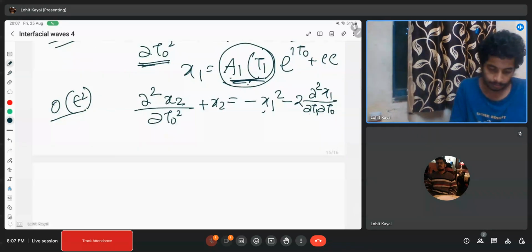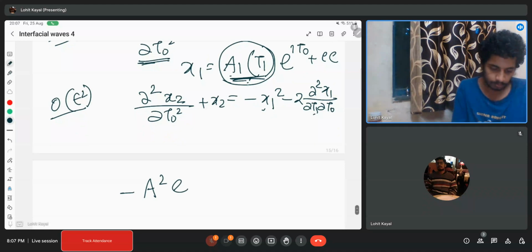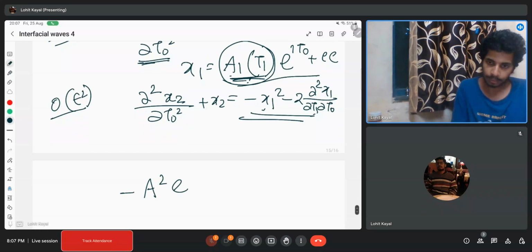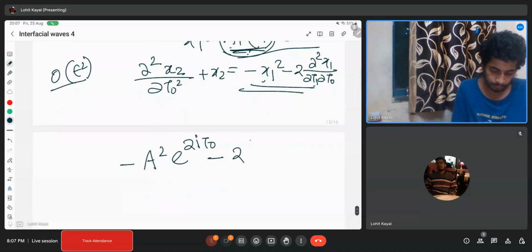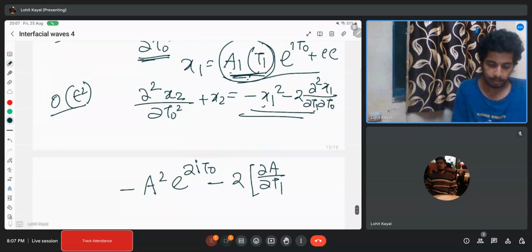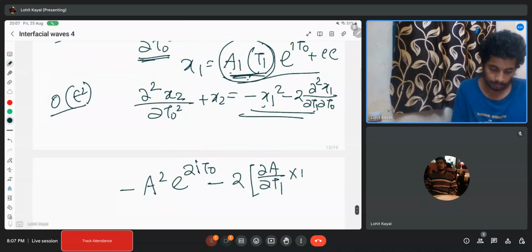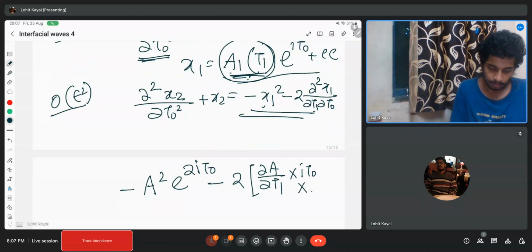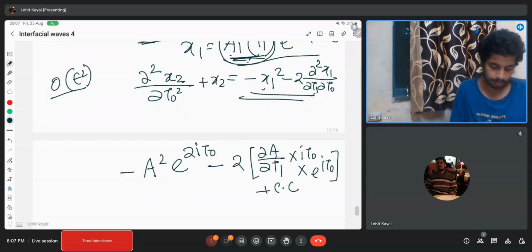So it will be minus x1 square, and into this term, so it will be minus a square. Remember that a is a function of t1. So I am just now writing the right hand side only. Okay, e to the power 2i t naught, minus 2 del a del t1 into i into e to the power of i t naught plus some cc.